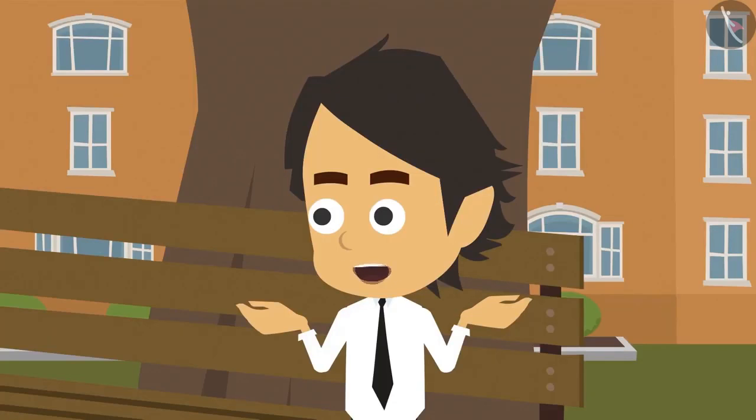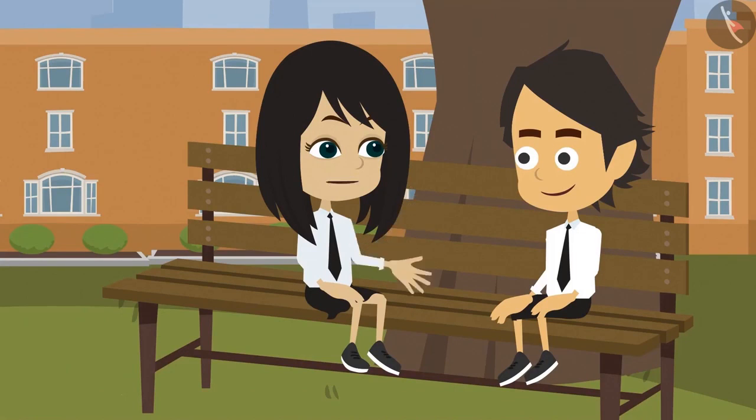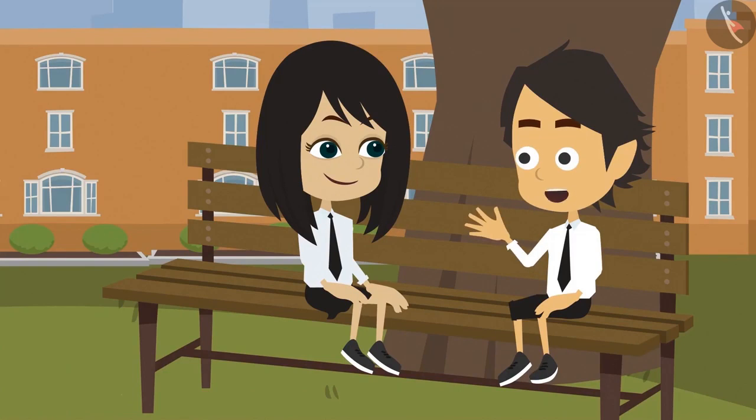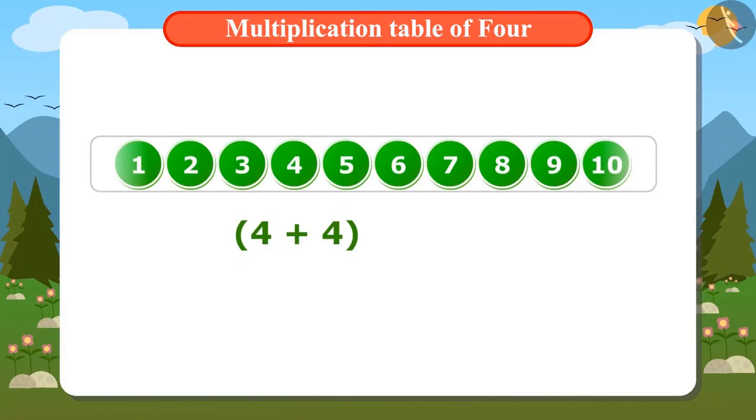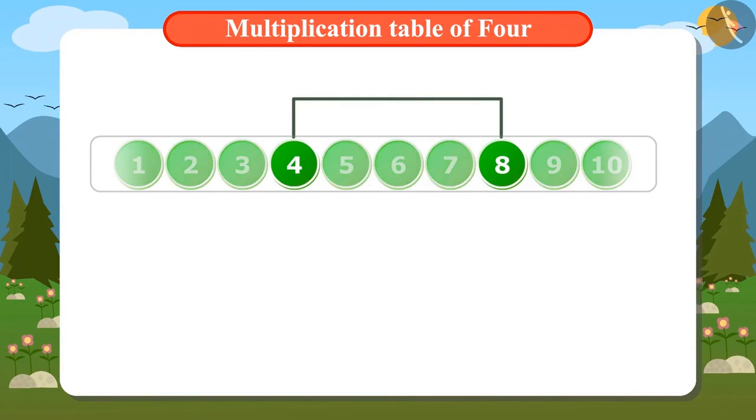What should we do now? We will write the multiplication table. But how do we write it? It is very easy. Keep adding 4 again and again, or keep leaving 4 numbers and count them.